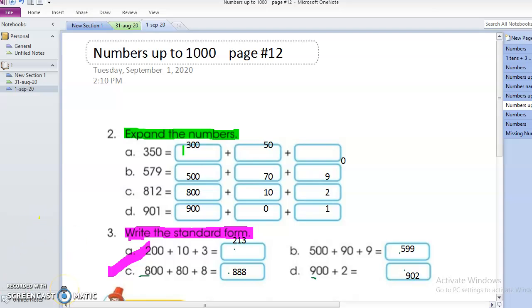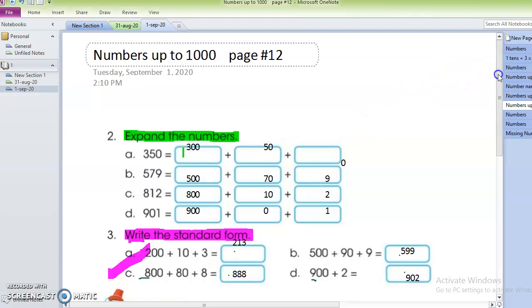This is lesson number 4 for grade 2 mathematics, and we are studying this topic from the book The Carnivals, right? And the topic is our numbers up to 1000, and it's on page number 12.